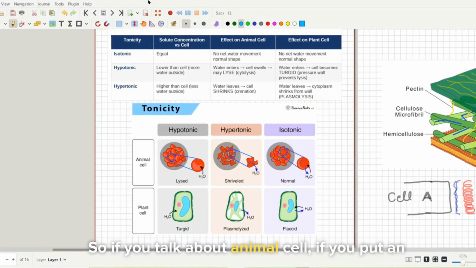So if you talk about an animal cell, if you put an animal cell in a hypotonic condition, what would happen? You know that inside the cell there is less salt and more water. If the solute concentration is less, then the solvent will be higher, right? If the salt is less in quantity, then the water will be more in quantity. In hypotonic condition, the water will enter the cell. That's why the cell will swell and it will cause lysis, or you can say cytolysis.